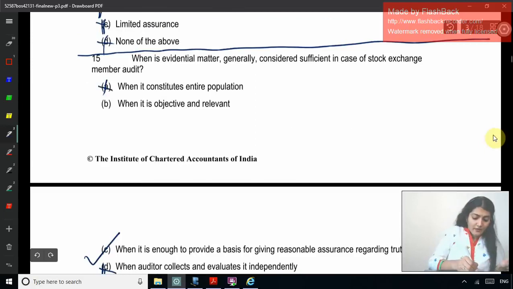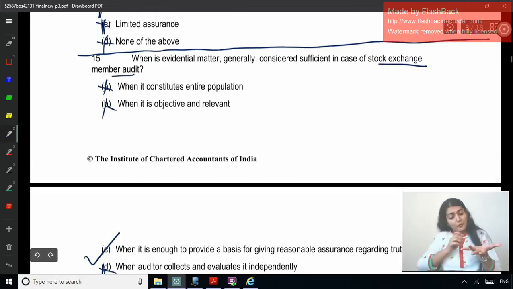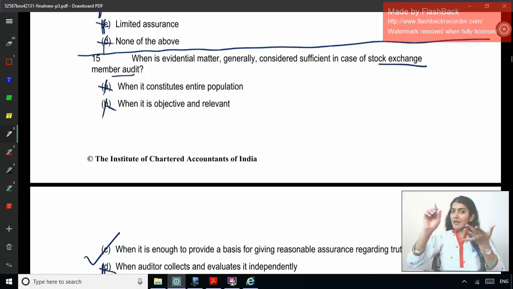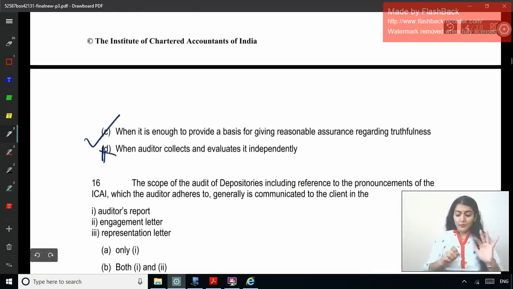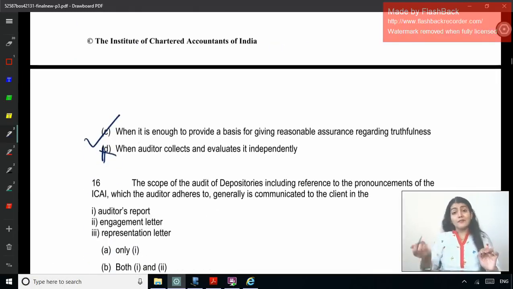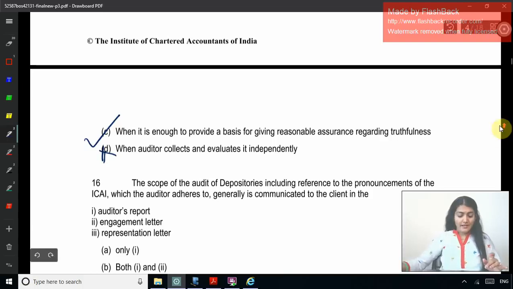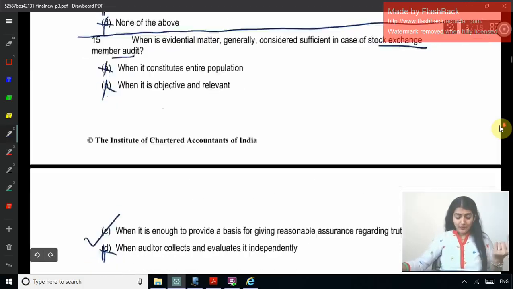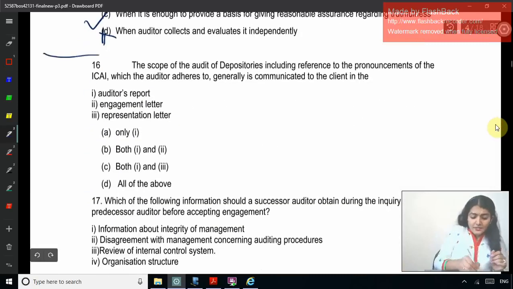So to be very honest, there is nothing over here as such for stock exchange member audit. Had it been mutual fund, depository or NBFC, any other audit, when would it be sufficient? When it is enough to provide a basis for giving the reasonable assurance regarding the truthfulness. Okay, right? So the correct answer over there is C, right? That is 15, right? Coming to 16.